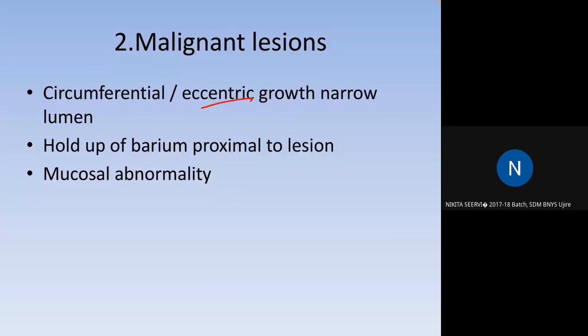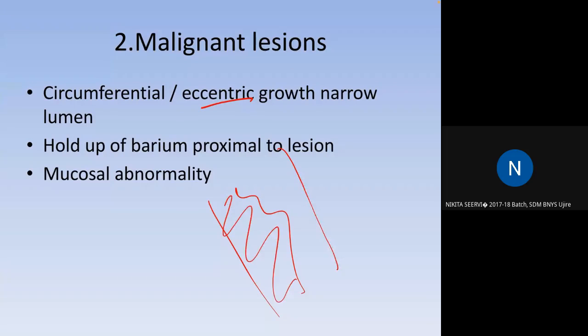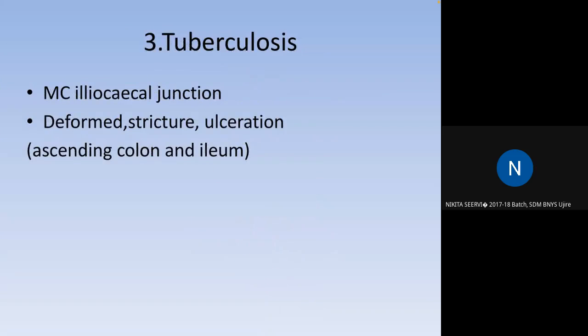Again, eccentric growth. They grow however they want, and then they occupy most of the lumen. Because of this, the proximal part is dilated, and again you have mucosal abnormality. Haustra is lost, and you cannot differentiate so easily from tuberculosis. However, the most common site for tuberculosis is the ileocecal junction. If he is a patient of TB, and you see the problem is in the ileocecal junction on an enema or barium meal follow through, you can suspect tuberculosis.